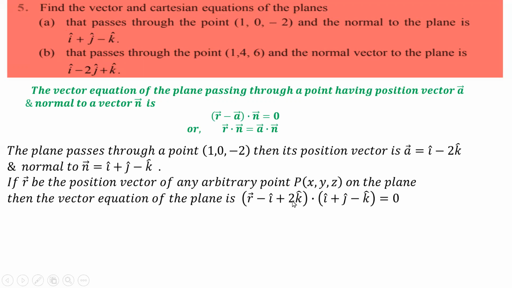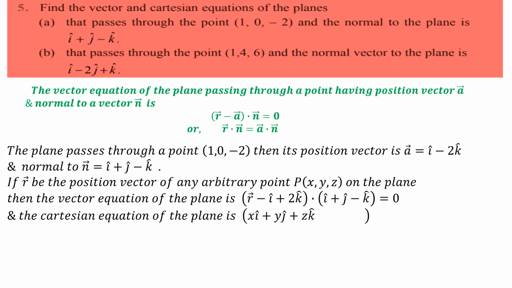So vector r minus (i cap minus 2k cap) dot product with vector n, which is i cap plus j cap minus k cap, equals 0. Now just put the value of vector r and you can easily find the Cartesian equation of the plane. So putting the value of r, that is x i cap plus y j cap plus z k cap, minus (i cap plus 2k cap), and dot product with the vector n.